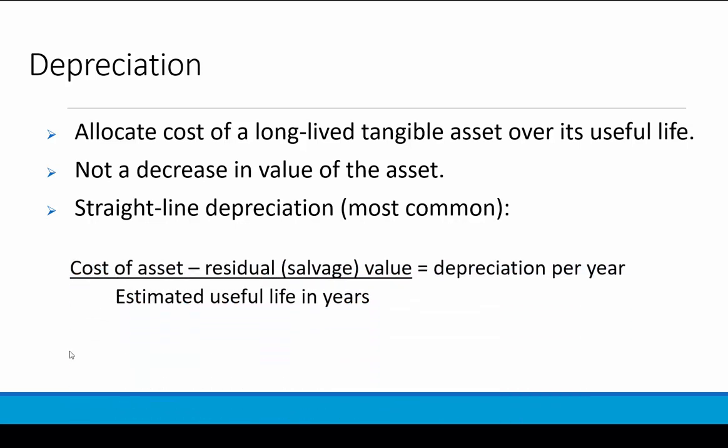All right, so this is the formula that you have to remember if you're going to be doing straight line depreciation. You take the cost of the asset minus its salvage value. The salvage or residual value is the amount of money that we think the asset's going to be worth at the end of its useful life. It's only an estimate, right? And then we divide that by estimated useful life in years.